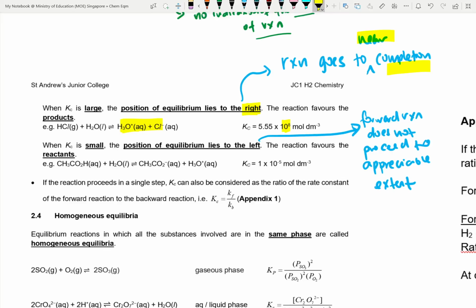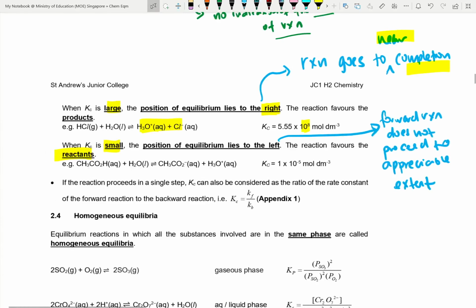But if the Kc value is small, the position of equilibrium lies more on the left hand side. What it also means is that you have a higher proportion of reactants. Kc is always about product over reactants, so you have a higher proportion of reactants when your Kc value is small, in magnitude of minus something. That also means that the forward reaction is not favored, and it does not proceed to an appreciable extent.